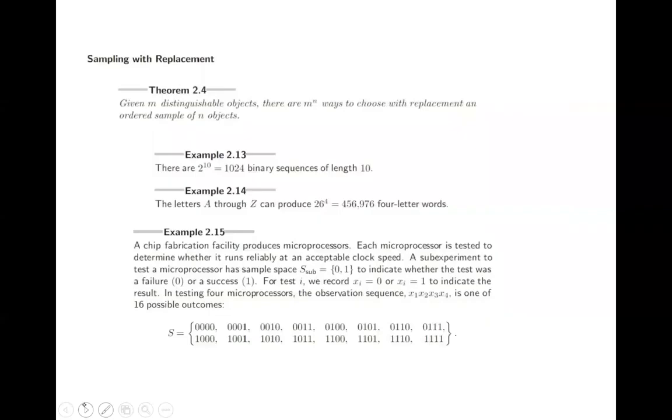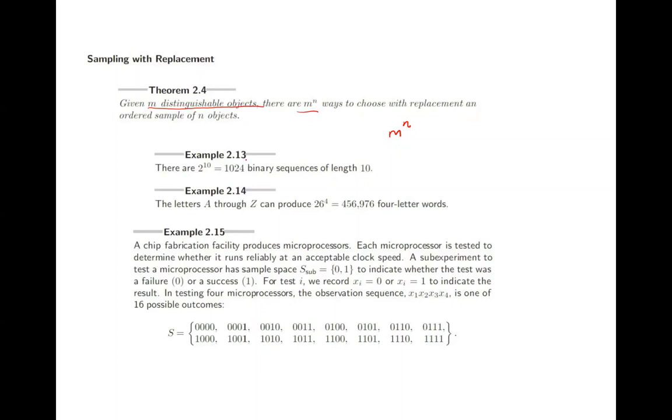Sampling with replacement: given m distinguishable objects, there are m to the power n ways to choose with replacement an ordered sample of n objects. So we choose n objects, an ordered sample of n objects out of m distinguishable objects.